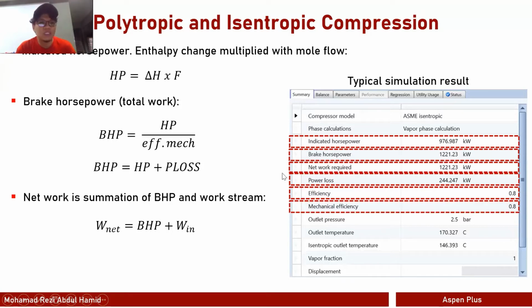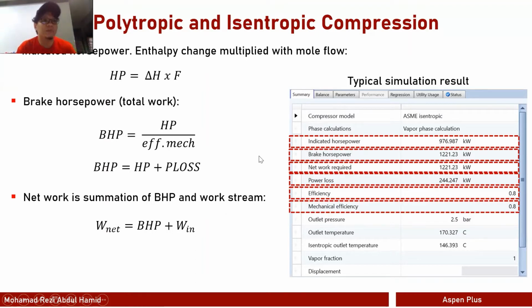Now, we also have a power loss. Power loss is just brake horsepower minus indicated horsepower. This is how you get it. And lastly, net work required for the compression system is just a summation of brake horsepower and work stream.